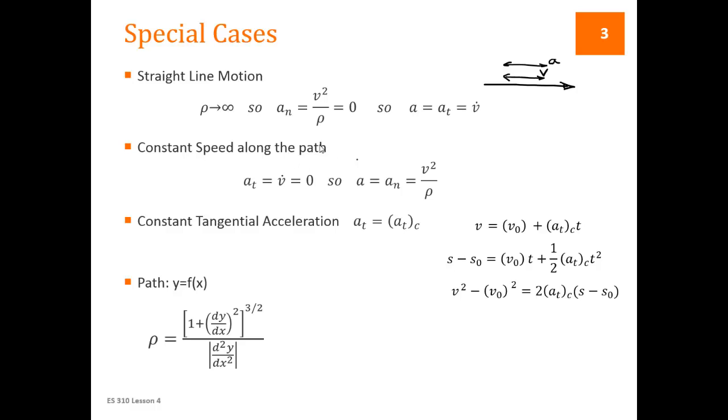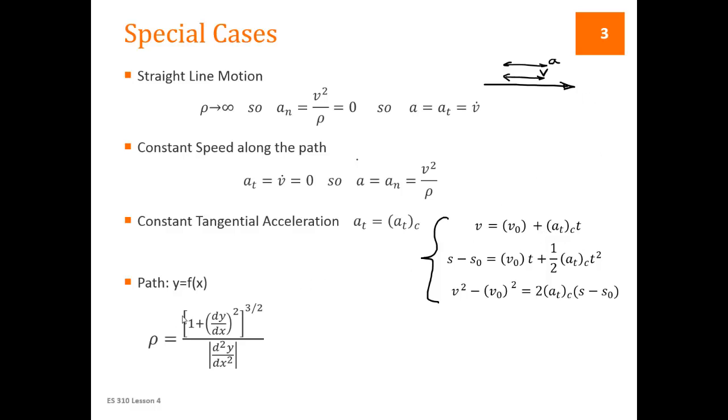If we have a constant speed along a path, then v dot is equal to 0. So all we have is the normal component of the acceleration, or the centripetal acceleration. If we have a constant tangential acceleration, right, then these three equations, which should look a whole lot like what we use for projectile motion or other constant acceleration problems, will still hold for that tangential direction.